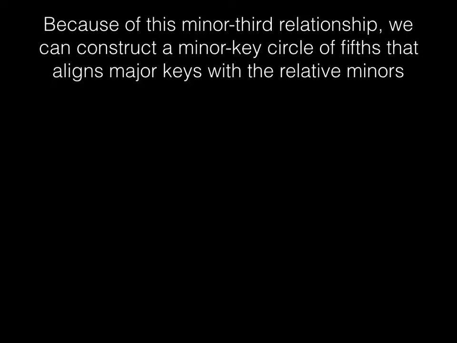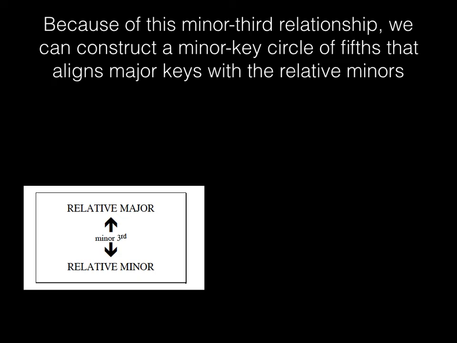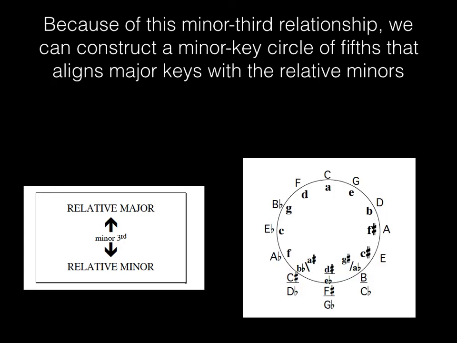And because of this minor third relationship, we can construct a minor key circle of fifths that aligns with the major key circle of fifths. And since these are a third apart, we're going to have concentric circles where the relative major keys are going to be a minor third higher than the relative minor keys in the circle of fifths. Or something like this, where C has the same key signature as A minor, G major has the same key signature as E minor, and E is a minor third down from G. A is a minor third down from C.